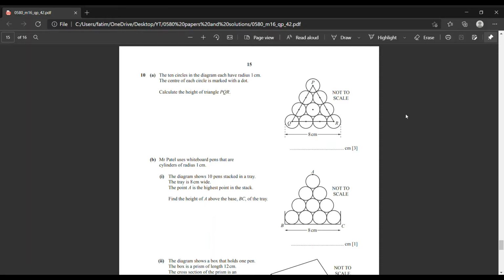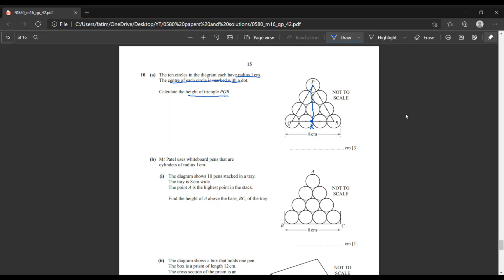We're given that 10 circles in the diagram each have a radius of 1 centimeter, and the center of each circle is marked with a dot, so that will be useful for us. We have to calculate the height of the triangle PQR. That means we have to calculate this length over here. If I made this midpoint of QR as X, we would essentially have to calculate the value of PX, or the length of PX.